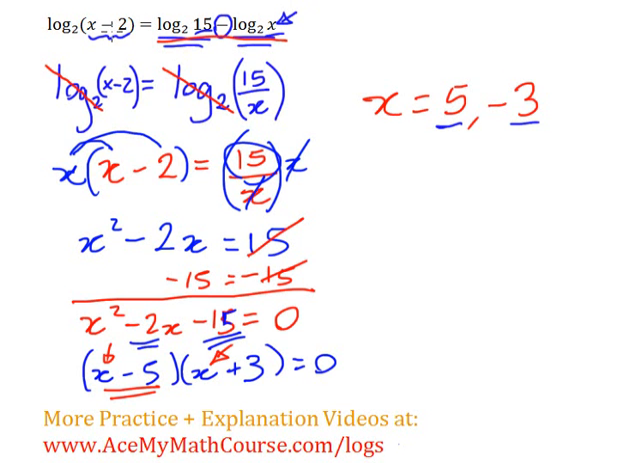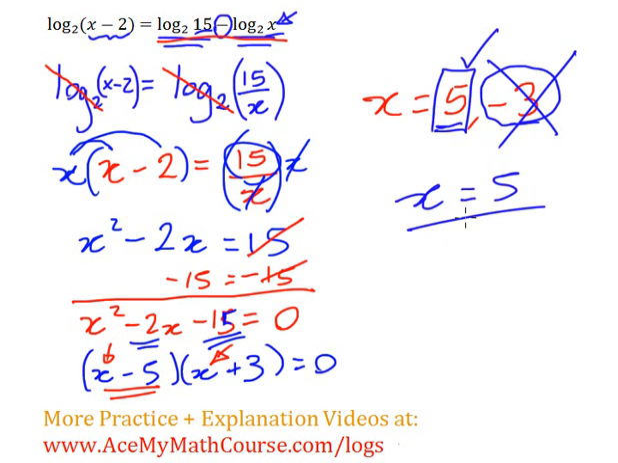If we get a negative number instead, then we would need to reject the answer, just like we would if we were to plug in negative 3. Negative 3 minus 2 is negative 5. That doesn't work out. We can't have the log of a negative number, so we reject negative 3. But the 5 is a valid answer. We can plug it in, and it does work. So that's it. Our answer is x equals 5. Voila.